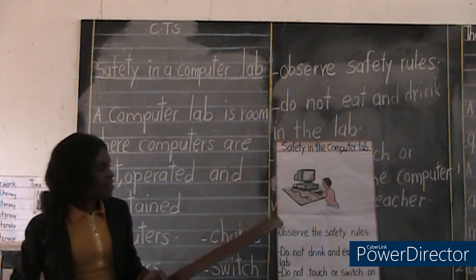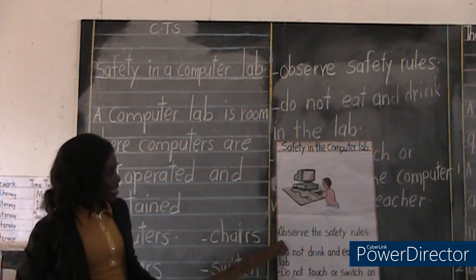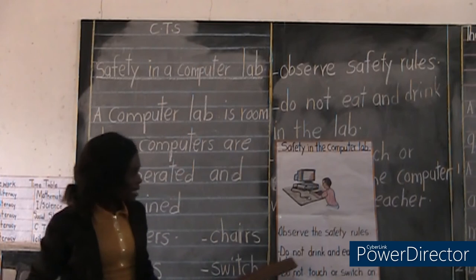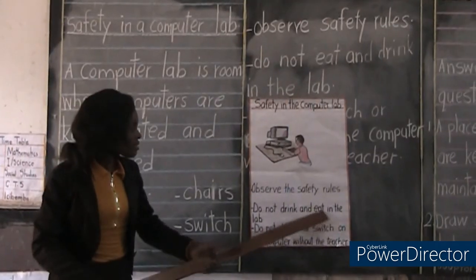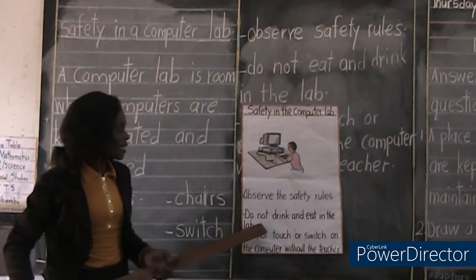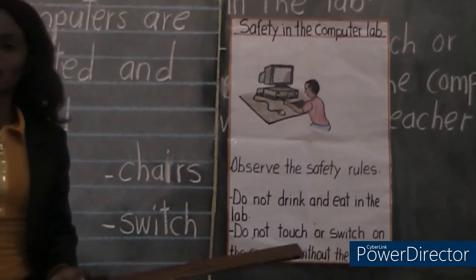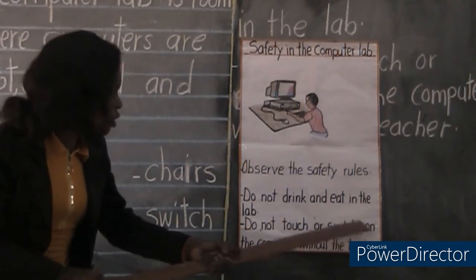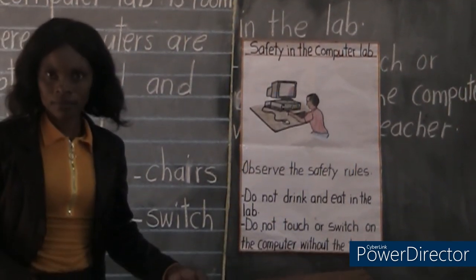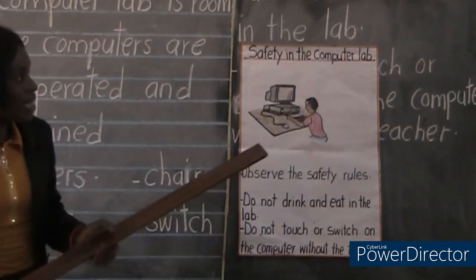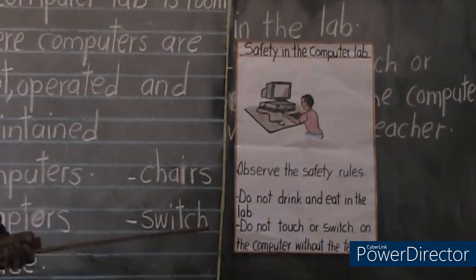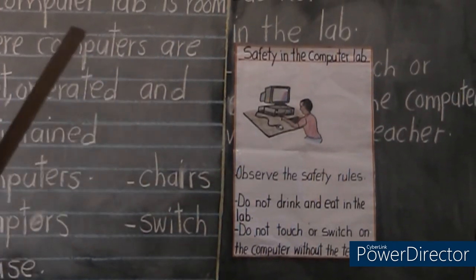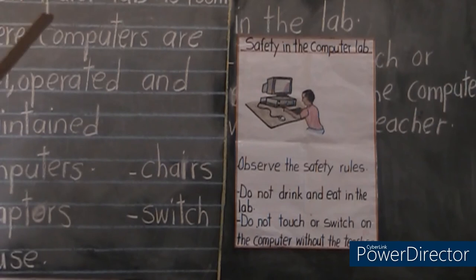Which is, you are supposed to observe the safety rules. Even here they are saying, observe the safety rules. Number two, do not drink and eat in the lab. You are not supposed to drink and eat in the computer lab. The other one saying, do not touch or switch on the computer without the teacher. So these are the safety rules that you are supposed to follow when you are in a computer laboratory. Is it clear?